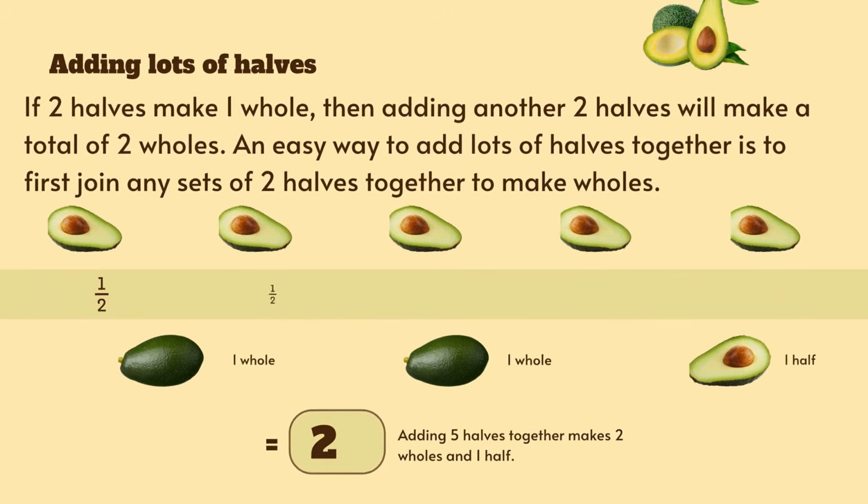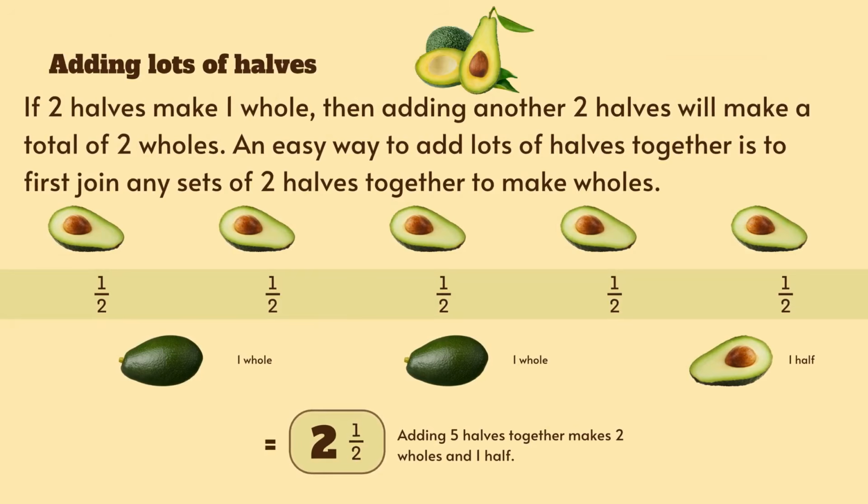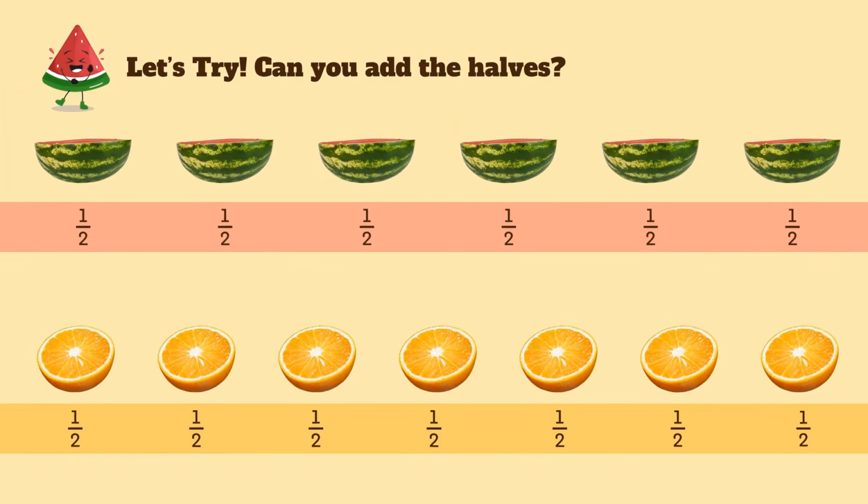Adding lots of halves. If 2 halves makes 1 whole, then adding another 2 halves would make a total of 2 wholes. An easy way to add lots of halves together is to first join any 2 sets of halves together to make wholes. 5 halves is 2 and 1/2.